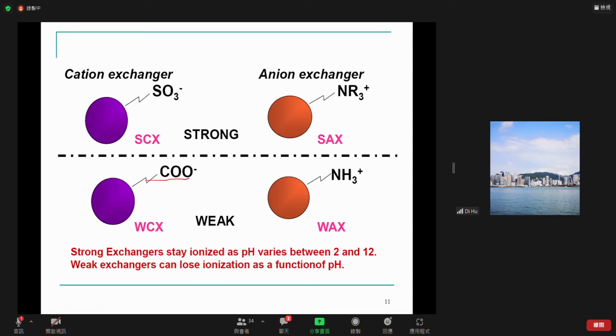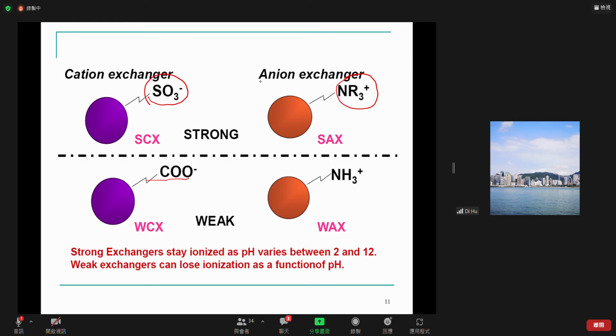So what are the strong ones? Strong cation refers to the sulfonate group, and strong anion refers to quaternary amine. So why do we call them strong? Because they remain charged over the common pH range in IC analysis. They remain charged over the pH range from 0 to 14, so that's why we call them strong. They always keep their charge under normal analytical conditions.